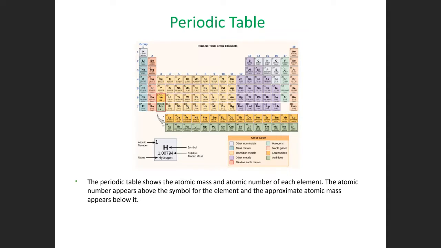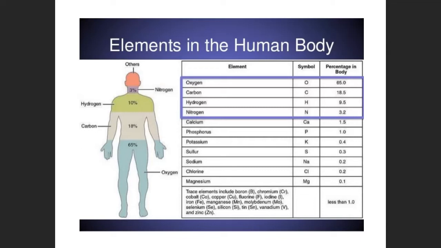Okay, so we're going to be looking at how you look at the periodic table. So the four most common and the four most important elements in biology are HONC, right? How many people have heard of this?